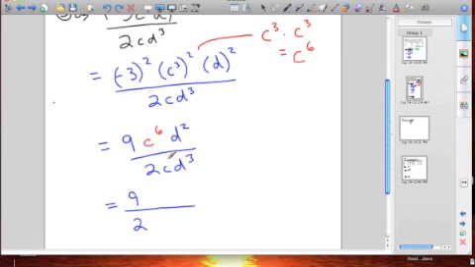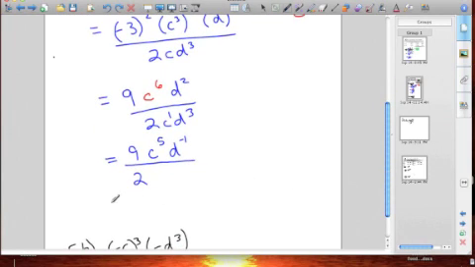C^6 divided by C, there's a 1 here. 6 minus 1 is 5, so it's 9C^5. Now this side here, D^2 divided by D exponent 3, 2 minus 3 is negative 1. I know some of you are thinking, but why didn't you do it the short way? I'll do it that way in a second. So 9 over 2, C^5, and the D comes down to the denominator.